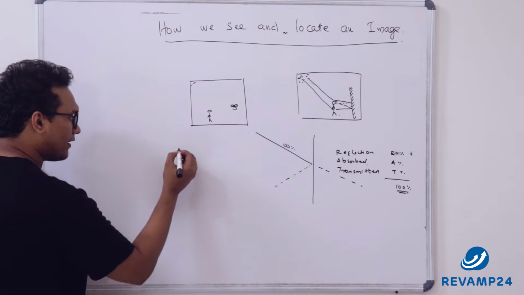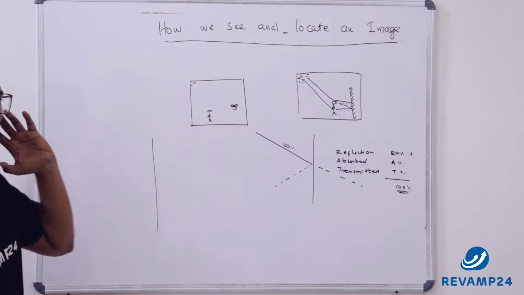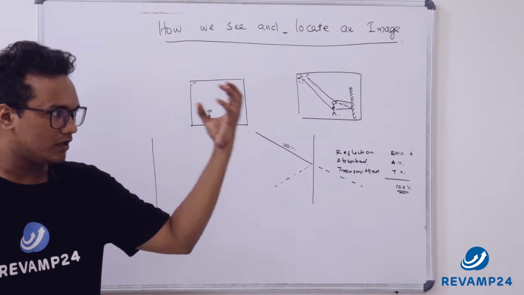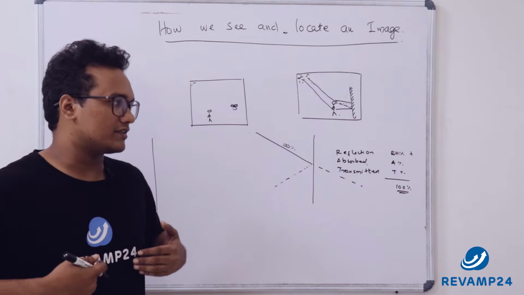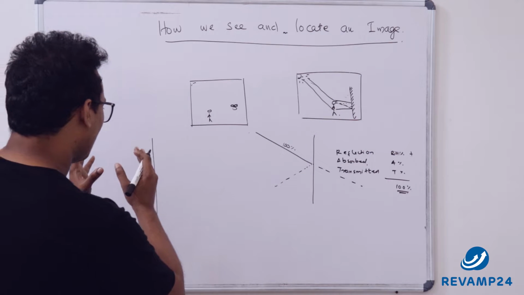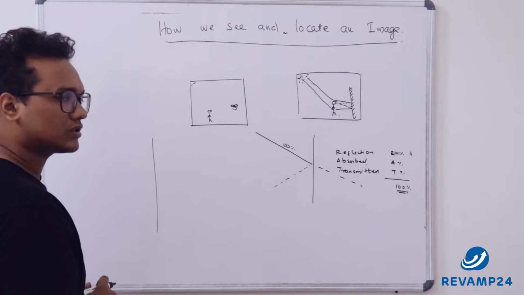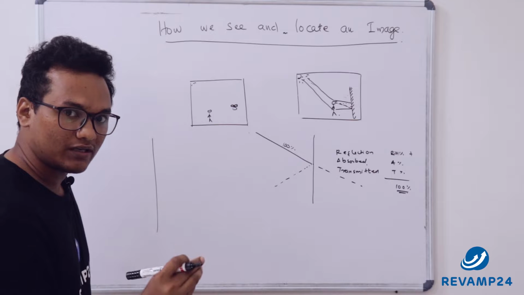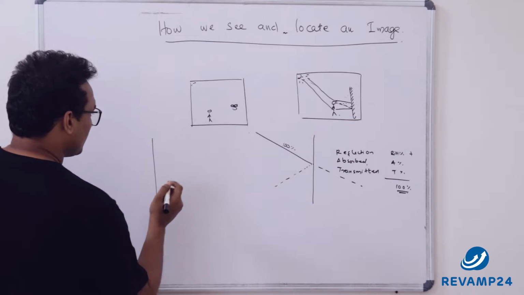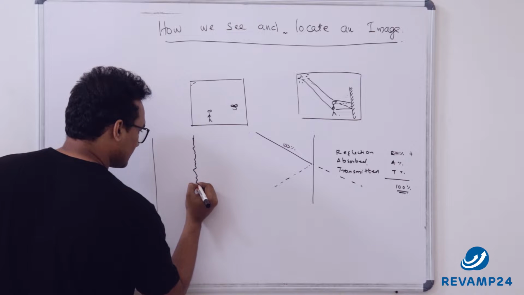Now, when we have a wall in front of us, and when we see the wall, we are only able to see the wall, we are not able to see our image on the wall. The reason is, see, when we look at the wall, it looks smoothly polished to our eyes, but actually in a microscopic view, when we see the wall, it is a rough surface like this.